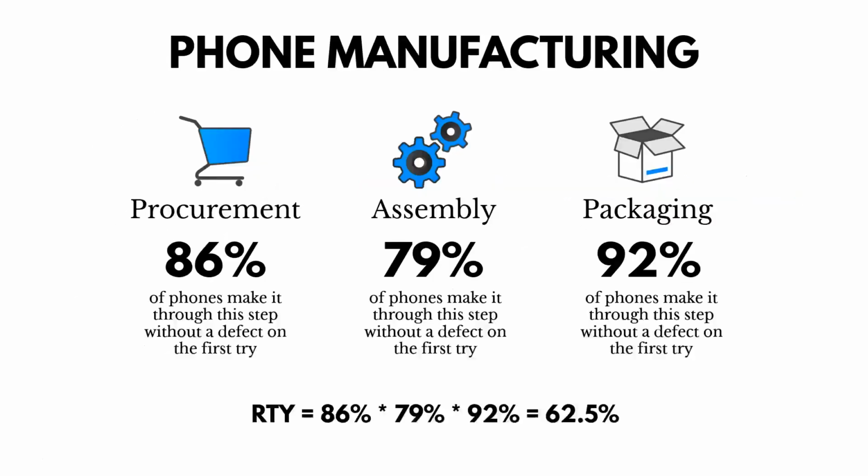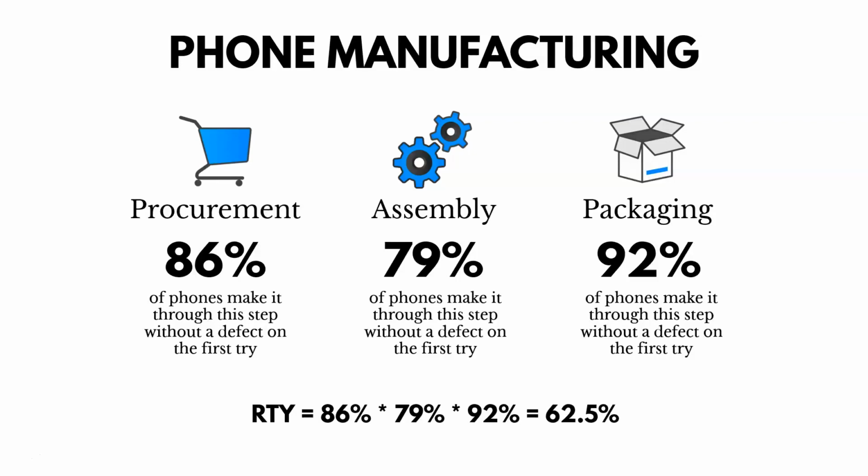So let's take an example to understand this. Let's say we manufacture phones, and we'll keep it simple. Let's say that there's 3 steps in the process. There's procurement, assembly, and packaging. So let's look at the procurement step. We know that in this step, 86% of phones make it through this step without a defect on the first try. That's the yield of that process step. 86% of phones make it through without a defect on the first try.